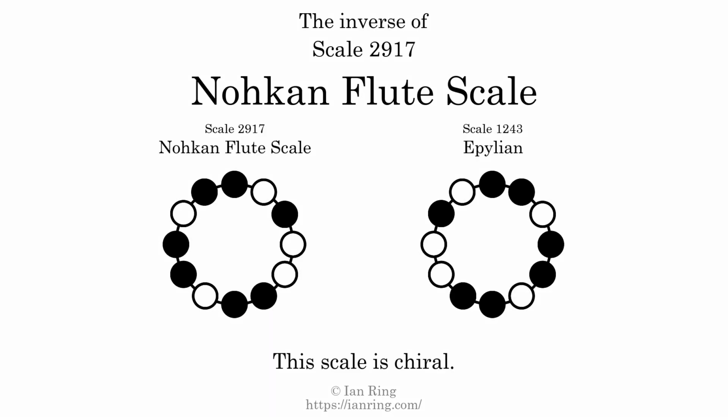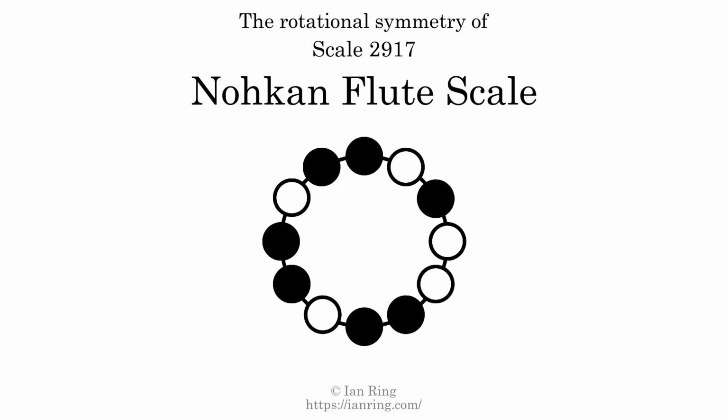The inverse of a scale is a mirror image. It is what you get when the sequence of intervals is reversed. The inverse of this scale is scale 1243, also known as a pillion. This scale is chiral. It cannot transform into its inverse by rotational transformation. This scale has no rotational symmetry.